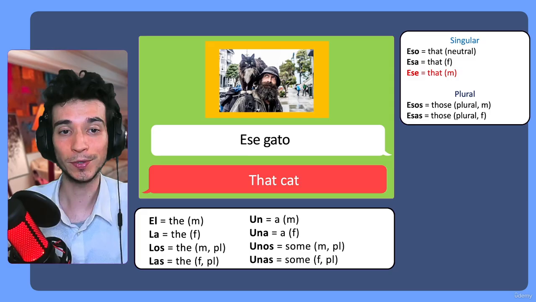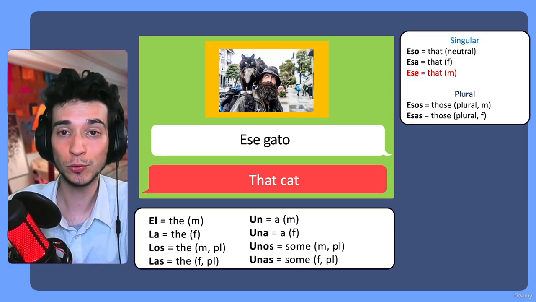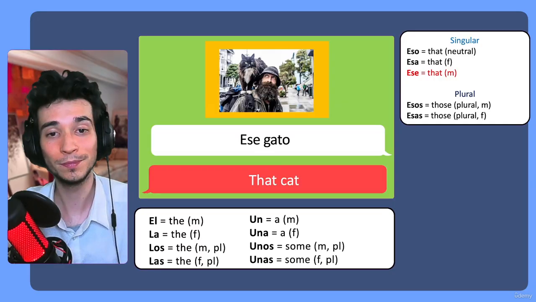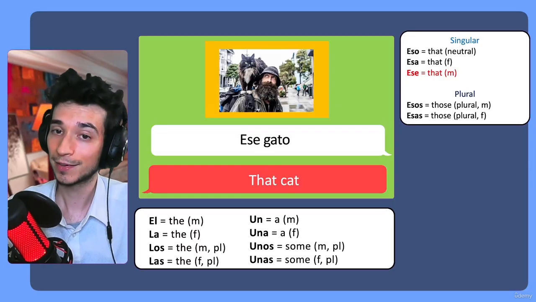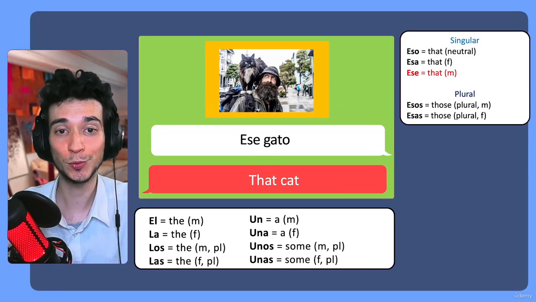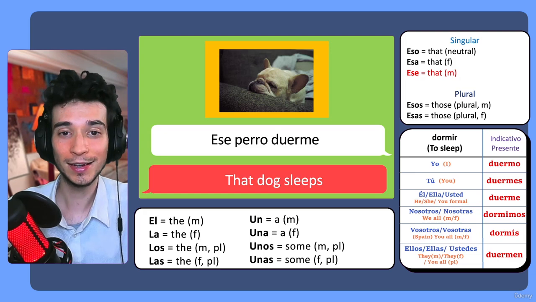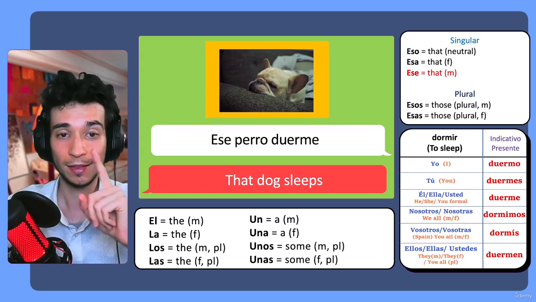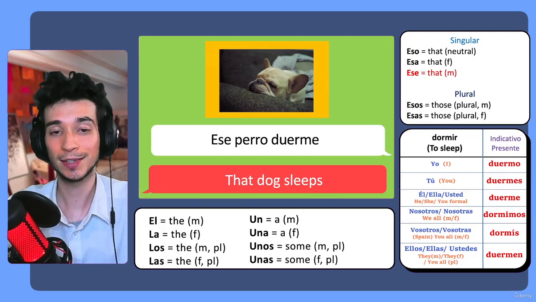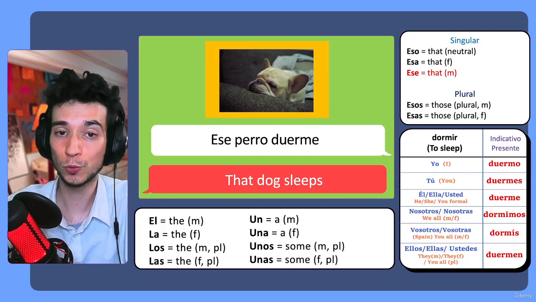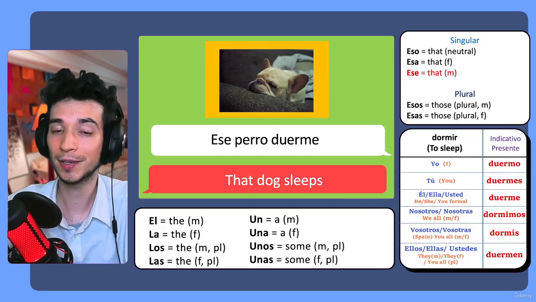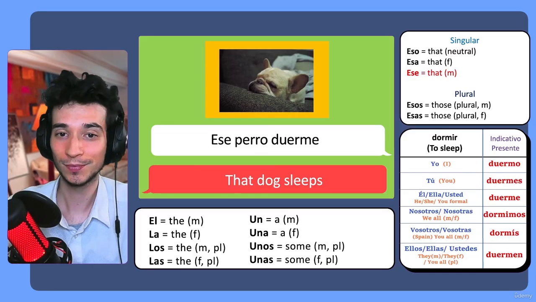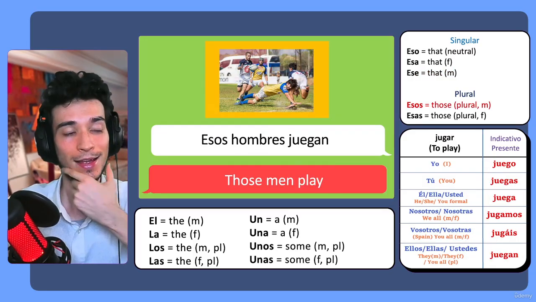The next example. Ese gato. That cat. So this one is simple. Ese gato. The next one. Ese perro duerme. That dog sleeps. And the next one.